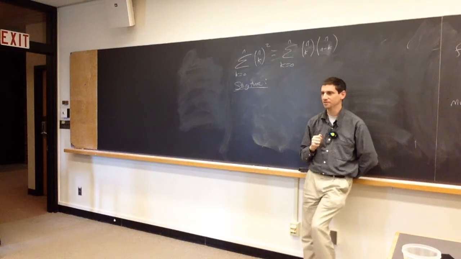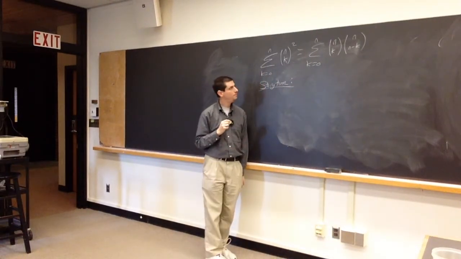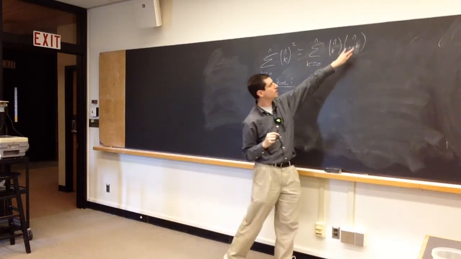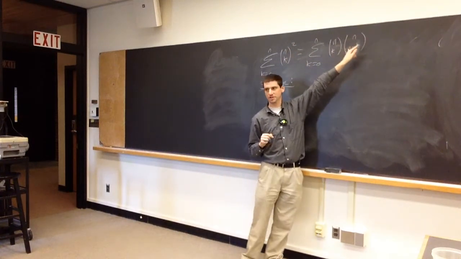If you have n objects and you choose k of them, that's the same as having n objects and choosing not k of them? Okay, that explains why this is the same as the other factor here. But what does this product represent?